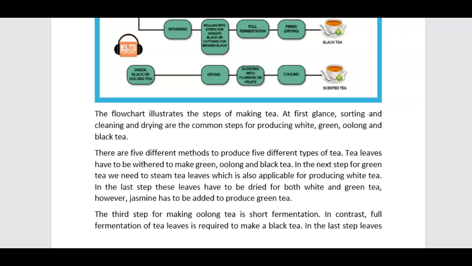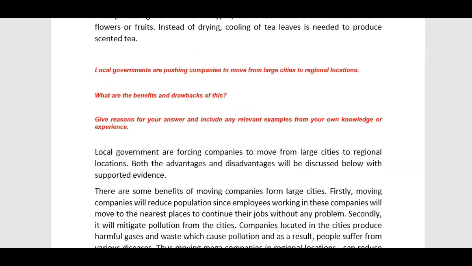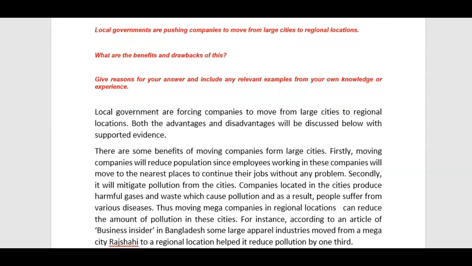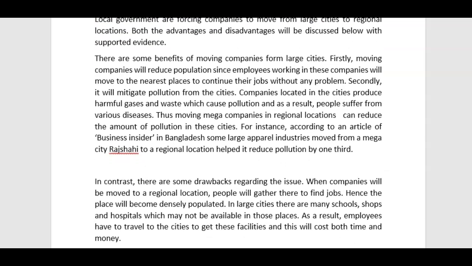Okay? So that's something I want you to think about. Grammar good, vocabulary good, just a little work with your overview. That's important. Let's take a look at your task 2 now about the benefits and drawbacks of companies moving to regional locations. Let's see.